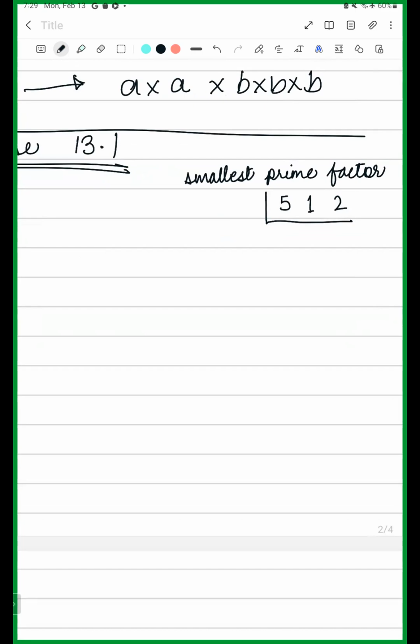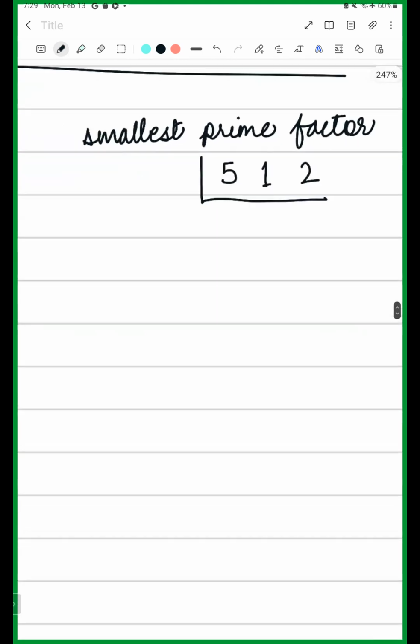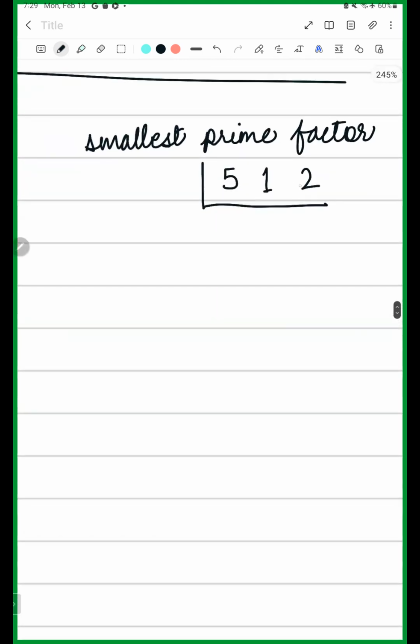Okay. So start from the smallest prime factor. Obviously 2 is a factor of this number, right? Fine. So 2 2s are 4, and then what is 5 minus 4?